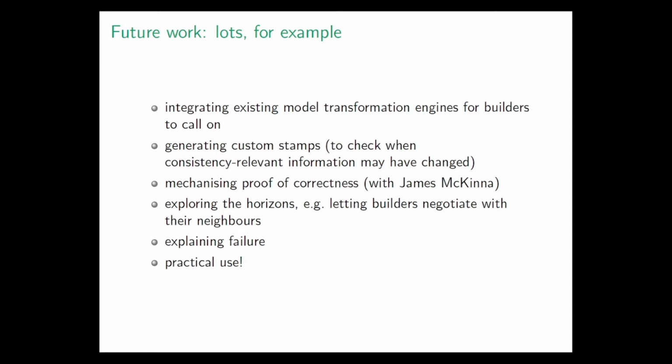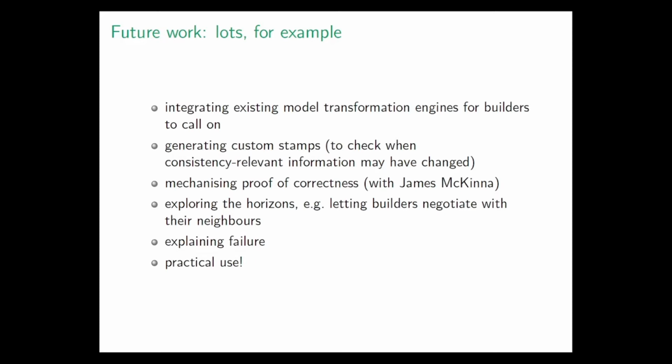I'm interested in exploring the horizons, so trying to do a bit more sophisticated stuff. Instead of deciding up front and recording in the orientation model which model should win in cases of conflict, so which direction a bidirectional transformation should be applied in, wouldn't it be interesting to take the idea that builders are agents even a bit more seriously and allow the agents to be autonomous or semi-autonomous in their negotiations with their neighbours, to use all relevant information to decide which of them should win in the case of conflict.